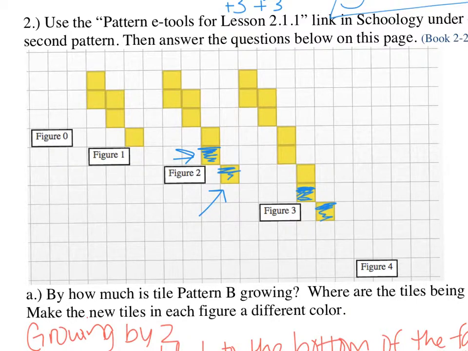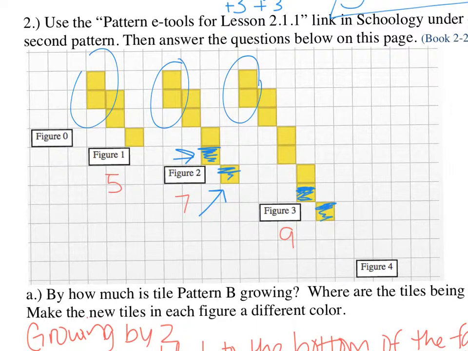In part B, we want to figure out what figure 100 would look like, and we want to describe it in words. So before we do that, let's take a look at figures 1, 2, and 3 and see if we can find some kind of connection between the number of tiles and our figure number. Figure 1 has 5 tiles. Figure 2, if we add them up, has 7, and figure 3 has 9. I've noticed that no matter which figure number we have, we always start with 2 tiles in the first column.